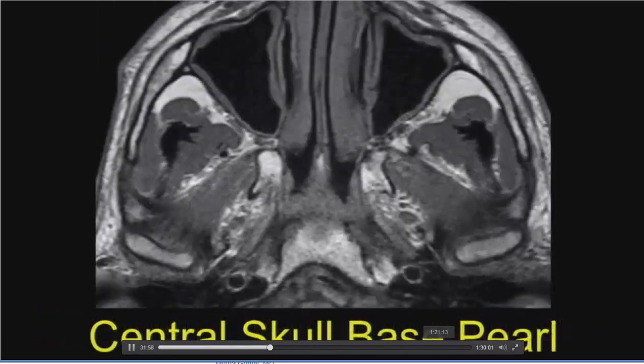So as you heard, we have CT and MRI. These are both complementary in this area. We do CT to look for the bones. We do MRI to look for the soft tissues. We give contrast to look for enhancement, especially with perineural tumor spread.